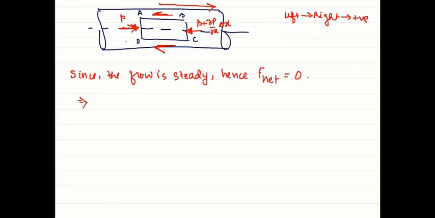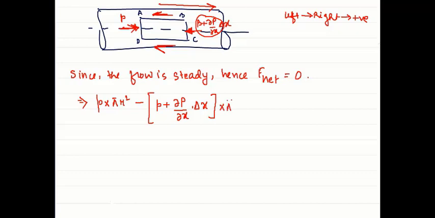This force is acting from left to right, so P into pi r square. Negative, this force is acting from right to left, so P plus del P by del X into delta X into pi r square. Again, shear stress is also acting from right to left, so it will be negative tau into twice pi r dr into delta X. So it will be what? 0.